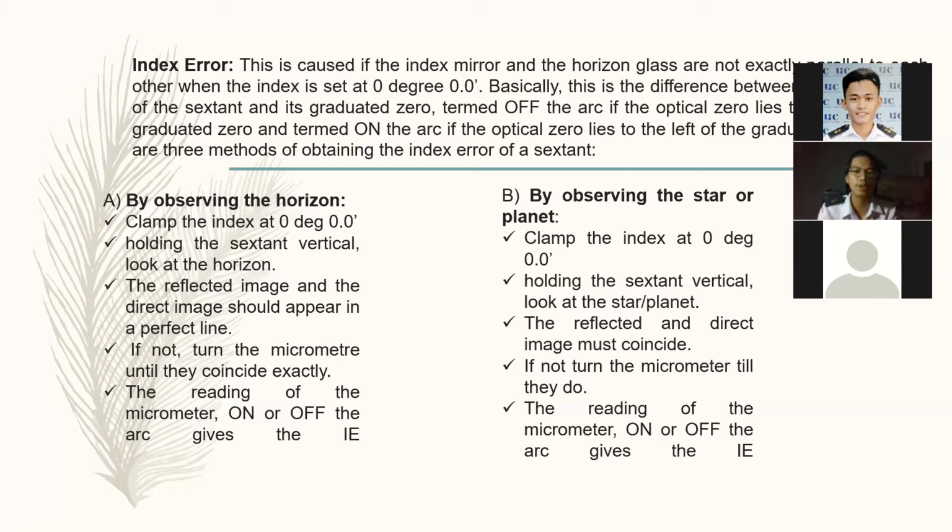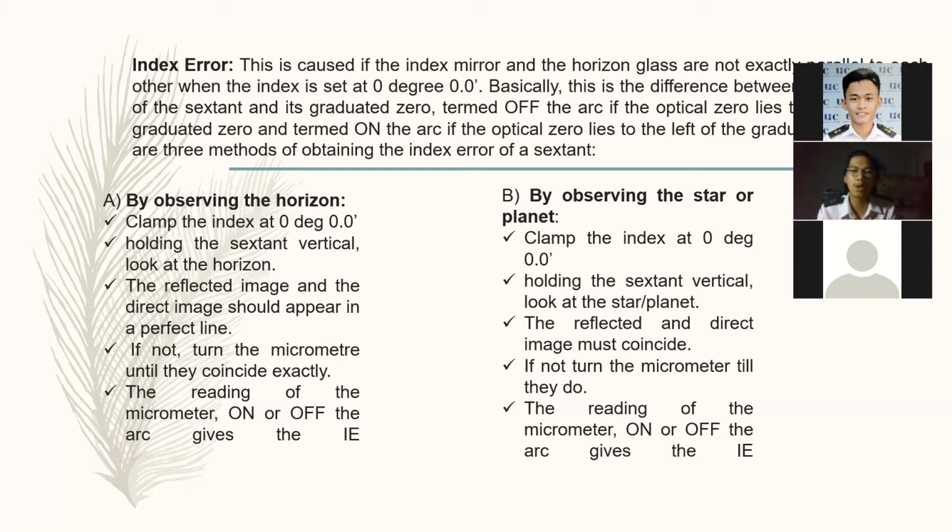Holding the sextant vertically, look at the horizon. The reflected image and the direct image should appear in a perfect line, so they align, same as in our side error. If not, turn the micrometer until they coincide exactly. The reading of the micrometer on or off the arc gives the IE.